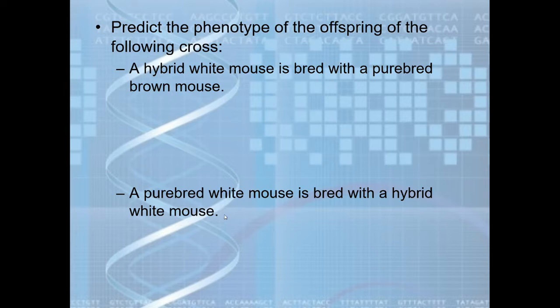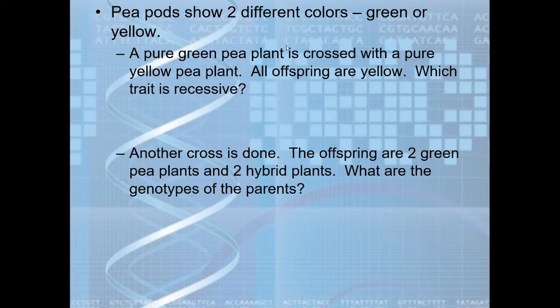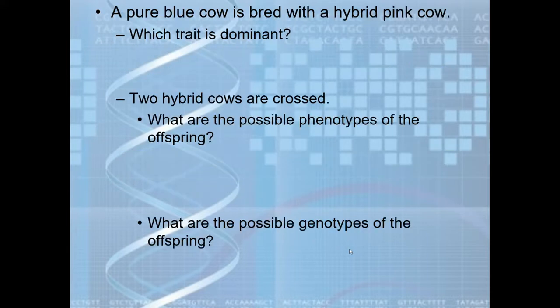We'll assume that one of the alleles from the white mouse will be the dominant. Pea pods show two different colors, green or yellow. A pure green pea plant is crossed with a pure yellow pea plant. All offspring are yellow. Which trait is recessive? Another cross is done. The offspring are two green pea plants and two hybrid plants. What are the genotypes of the plants?